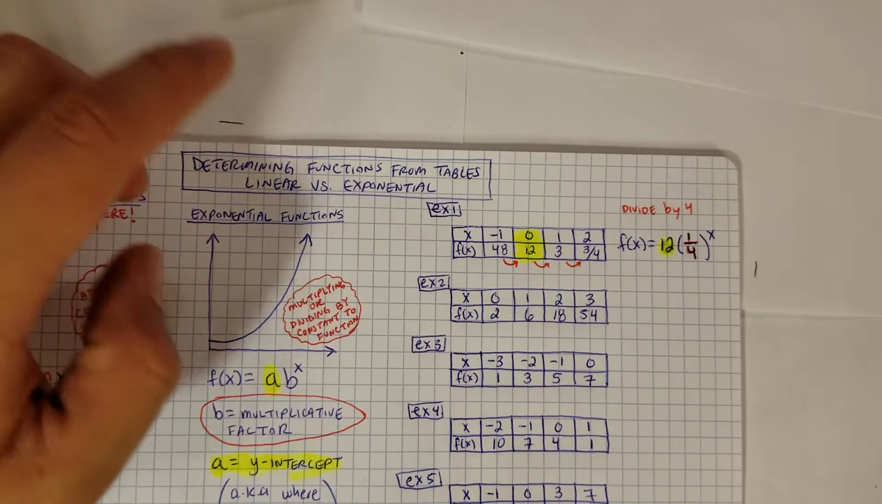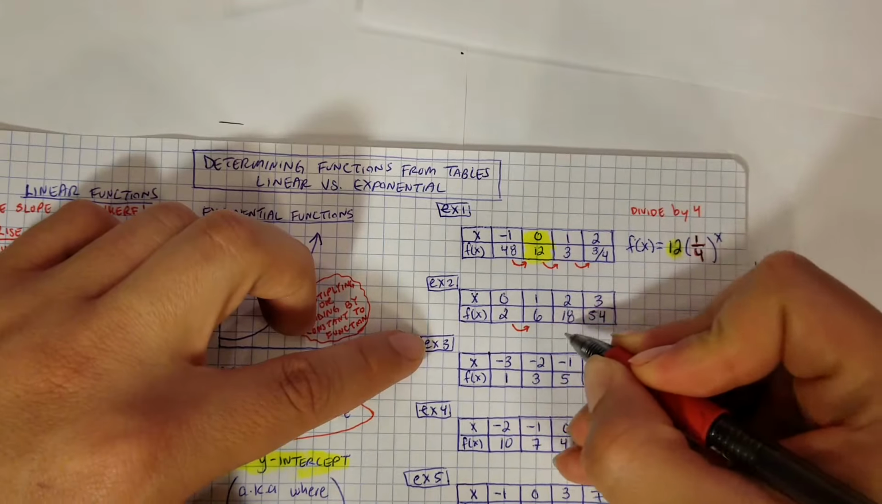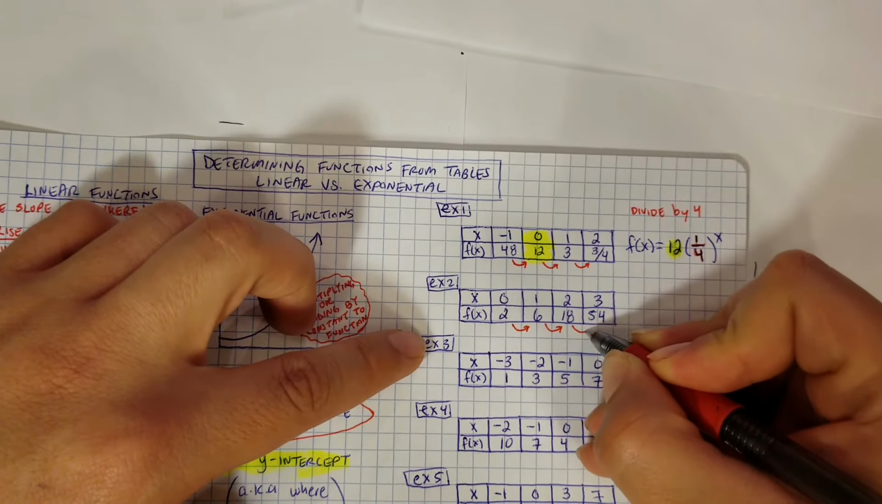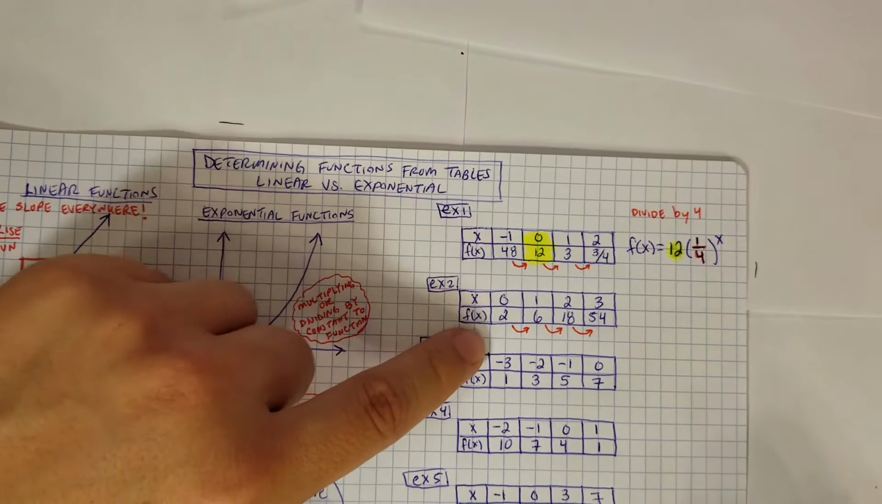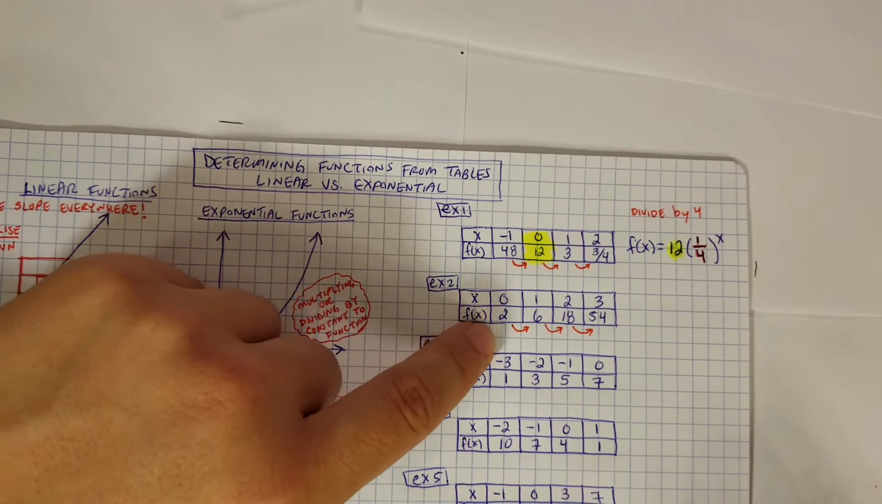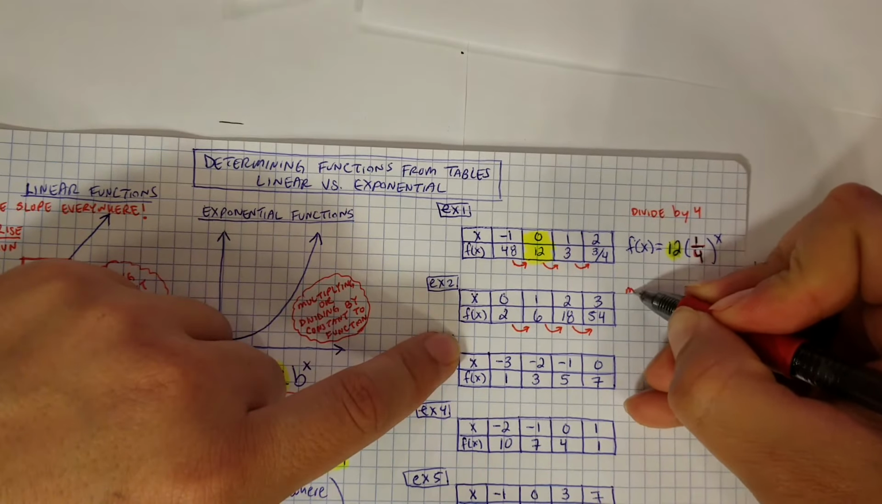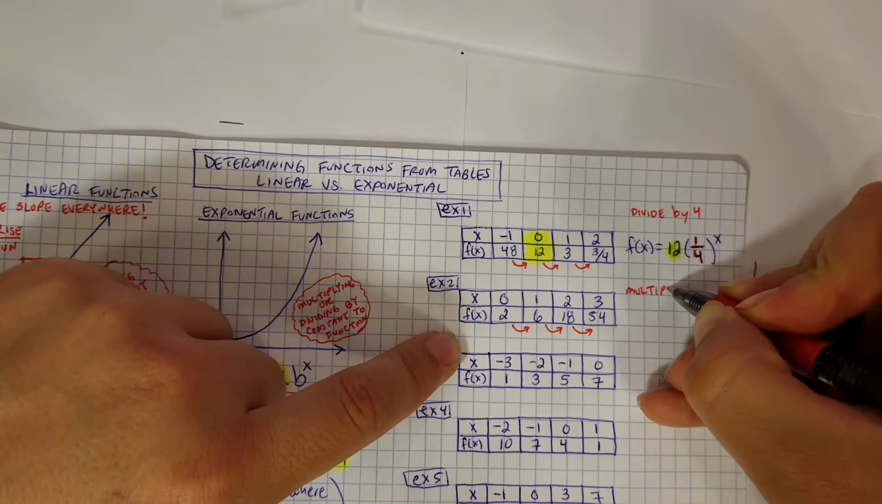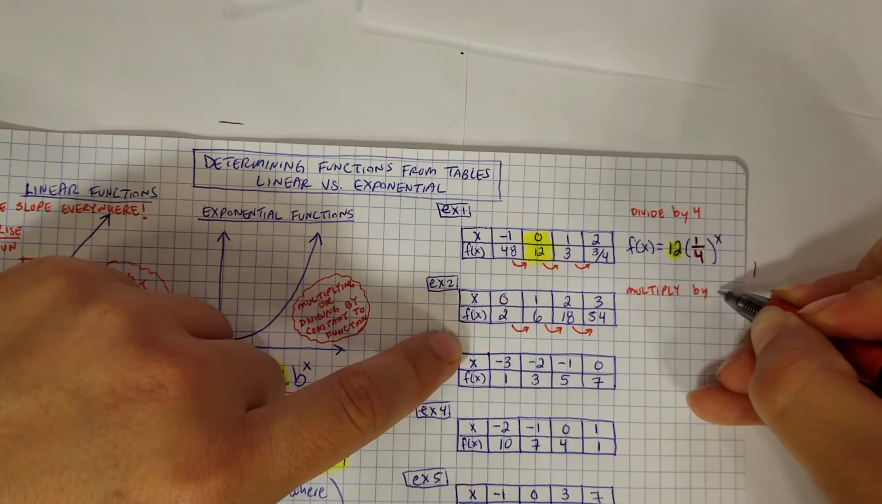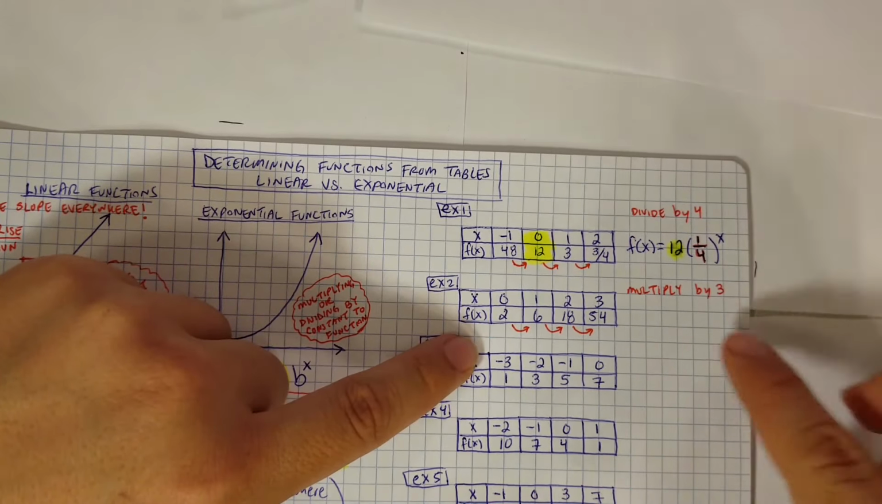Okay, next one. So let's figure out the next relationship. So this one, 2 turns into a 6, 6 turns into an 18, 18 turned into a 54. It's getting bigger, but it doesn't seem like we're adding. It seems like we're multiplying. 2 times 3 is 6, 6 times 3 is 18, 18 times 3 is 54. So we're actually multiplying by 3, right? So multiply by 3.